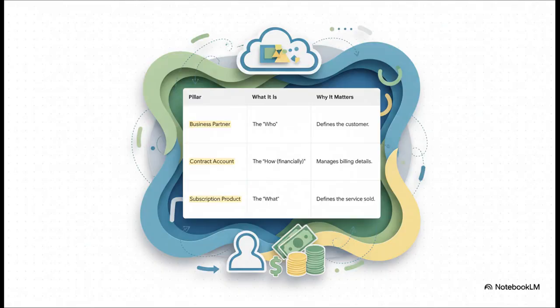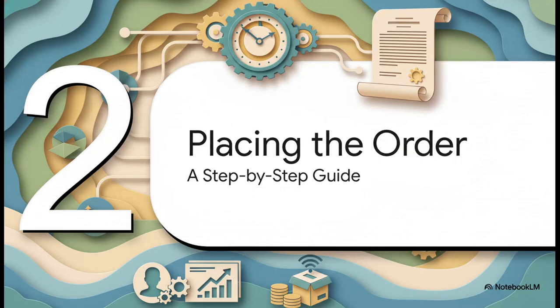So let's just do a quick recap of that foundation. You need the who. That's our business partner. You need the how, the contract account to handle the financials. And you need the what, the subscription product they're buying. It's only when these three pillars are set up and linked together that the system is ready to even think about processing an order.